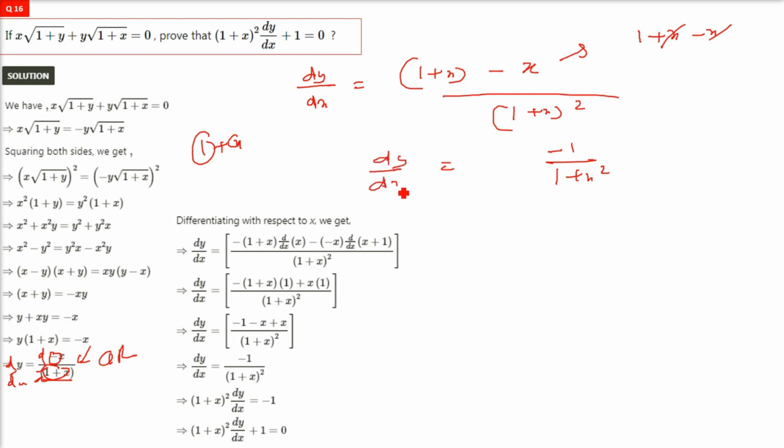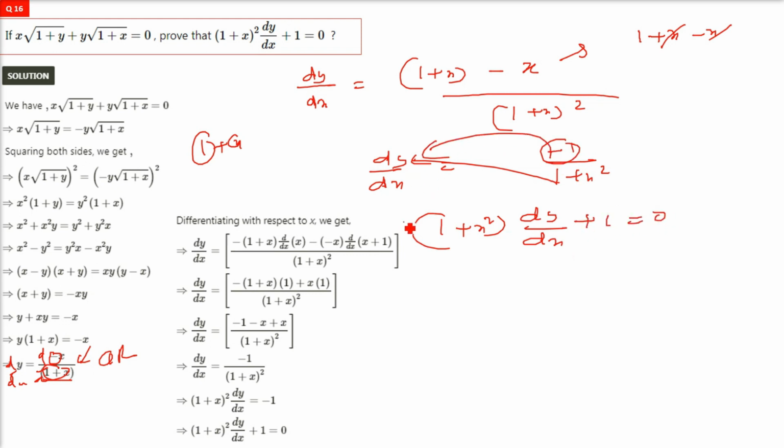This is d by dx. Now cross multiplication: 1 plus x square into dy by dx, and plus 1 when it comes to the left hand side, plus 1 equals 0. This is what we need to prove. Alright.